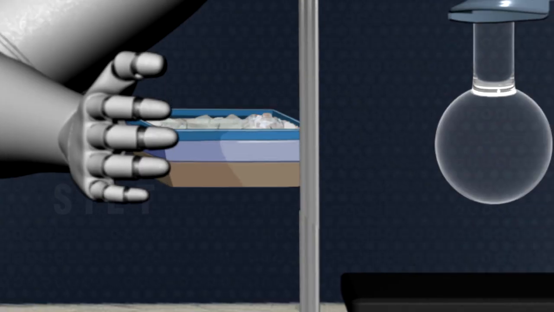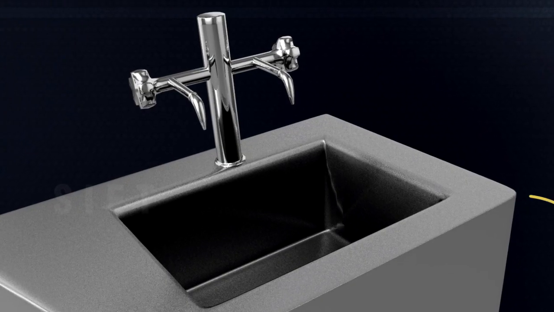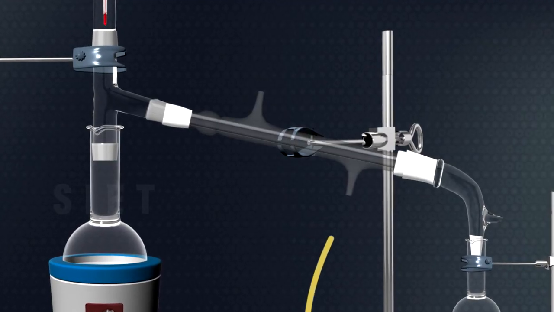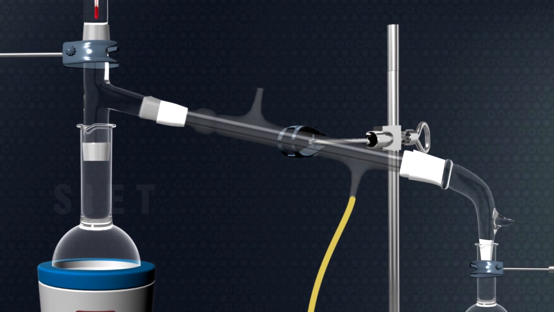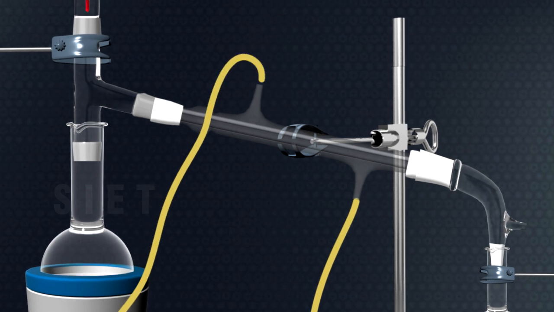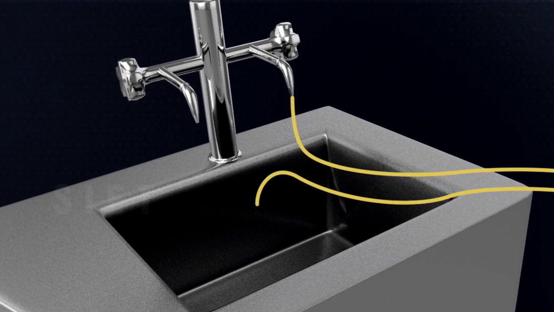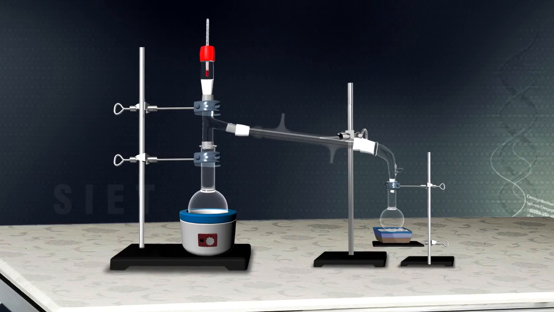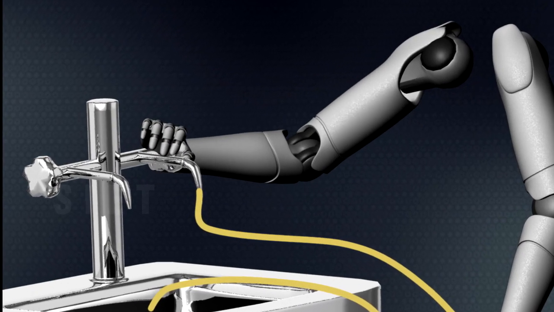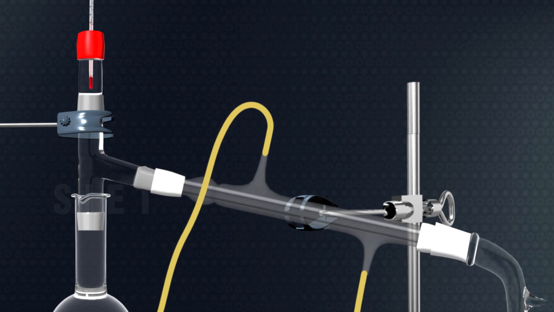Take some ice cubes and place the RB flask in it. Connect a rubber tube between the tap and the inlet of the condenser to allow the cold water to enter. Connect another rubber tube to the outlet of the condenser to pour the hot water from the condenser to the sink. Open the tap so that water flows through the tube and fills the condenser and then comes out through the outlet.